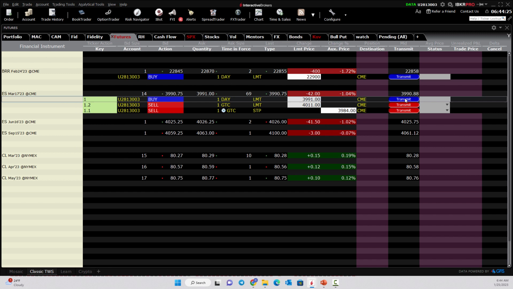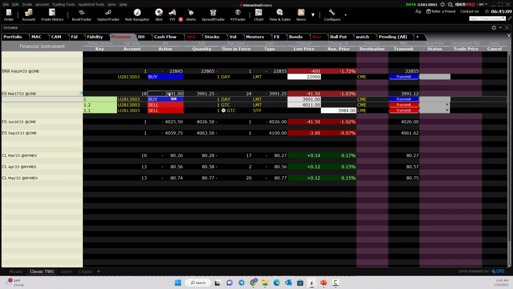Now, if I were to transmit the primary order, if the primary order executes, if it goes through, then the target and the stop loss are also in place. They are immediately sent to the market once the primary order executes, once it hits our price. If the primary order does not hit our price, it will cancel away at the end of the day, and so will the child orders.